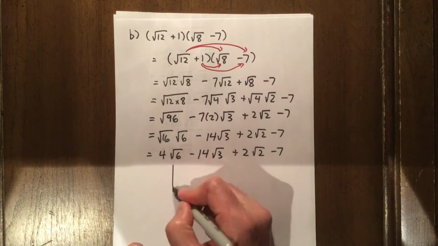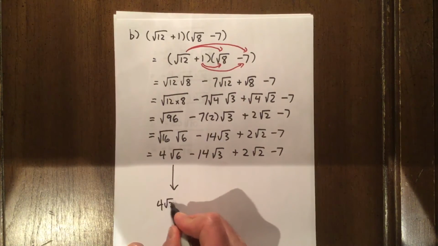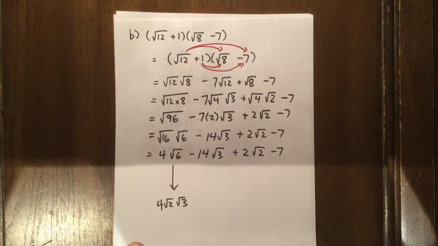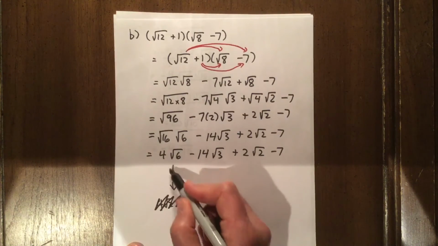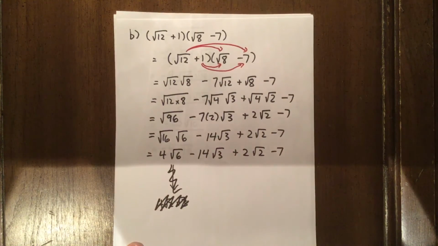Again, I've seen people do this where they want to get a 4 root 2 root 3 in there, but that's not useful. There's no reason to do that. They're not like terms with any of these, so there's absolutely no reason for that. So this is our final answer.